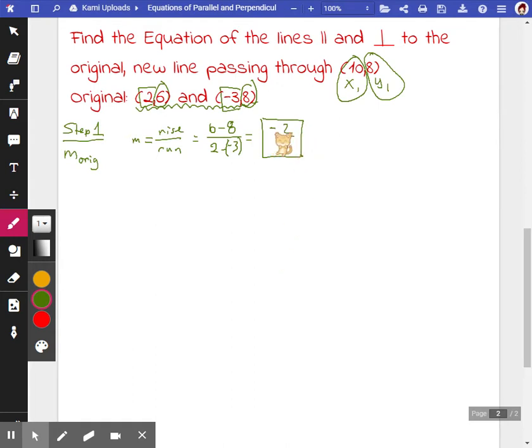It's really important to keep track of your signs, because when we go to step 2, we're going to find our new slopes. So we have 2 questions here. We want the parallel line and the perpendicular line.